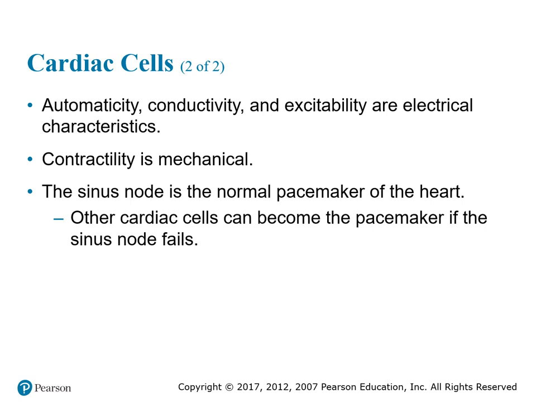There are four different types of cardiac cell characteristics: automaticity, conductivity, excitability, and contractility. Automaticity is the ability to create an impulse without outside stimulation. Automatic tells you that it doesn't need an electrical impulse. It automatically does what it needs to do on its own. Auto, self-starter.